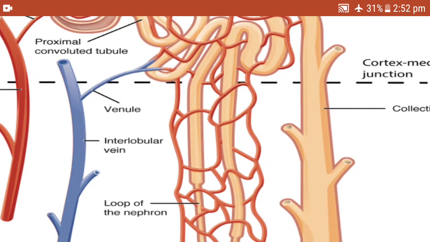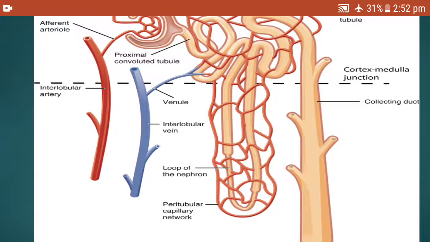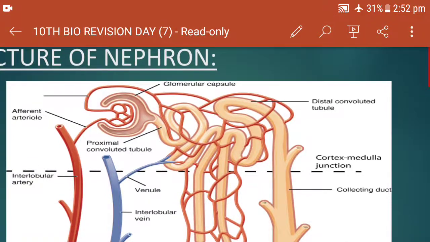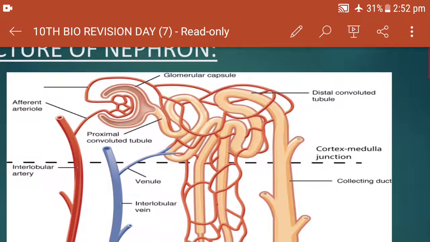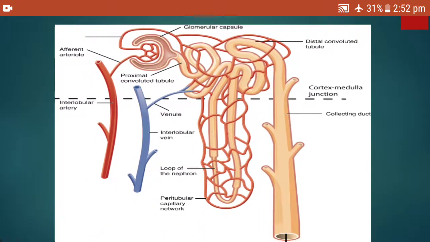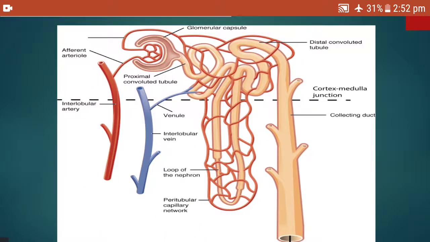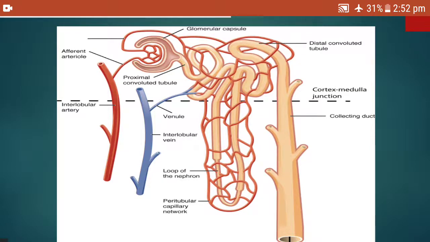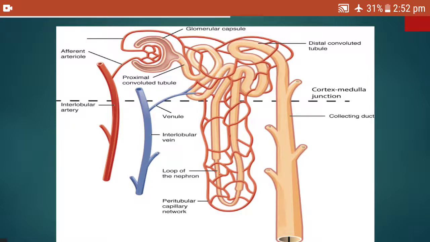Then you have these U-shaped structures, which is called the loop of Henle, which ends into the distal convoluted tubule, which opens into the collecting duct. So I will also make you learn about the function of the nephron. It helps in the urine formation, in the removal of the waste materials from the blood. We will learn the mechanism of the urine formation.